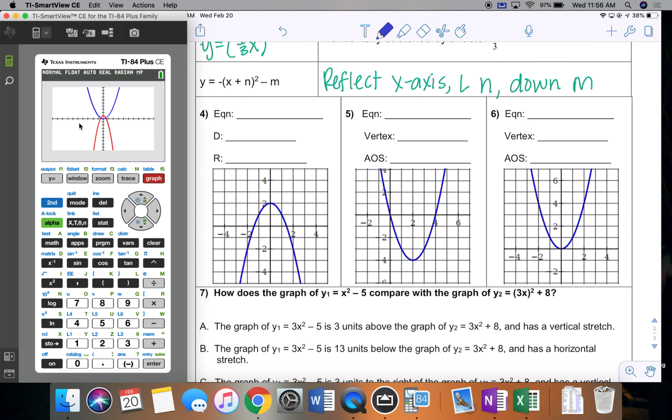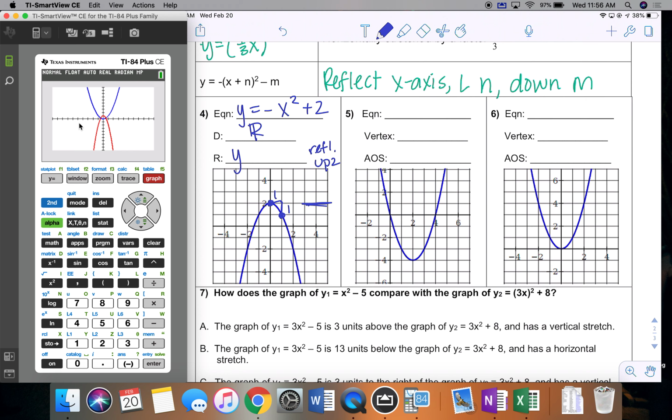So problem 4. They want us to write our equation. We're going to write this in vertex form. So we have a reflection, so I need a negative. My A value is 1, so I don't need to put anything in front. It does not go left or right, so I don't need parentheses, but it does go up 2. And if you wanted to, you could write like reflect and goes up 2, and then use that to write your equation. My domain for all quadratics is always all reals.